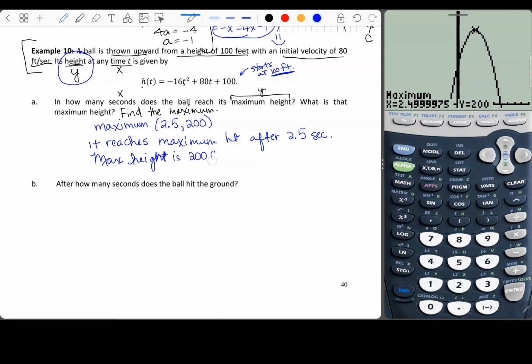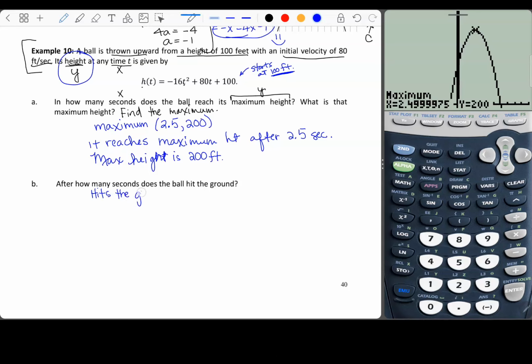Okay. So now we need to figure out another question. After how many seconds, excuse me, does the ball hit the ground? Well, the ground is 100 feet below where the problem started. All right, so that's where the problem started, right there at 100 feet. And the ground is, boom, right there on the x-axis. So where the function hits the x-axis represents when the ball hits the ground.